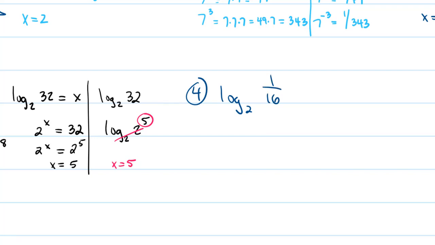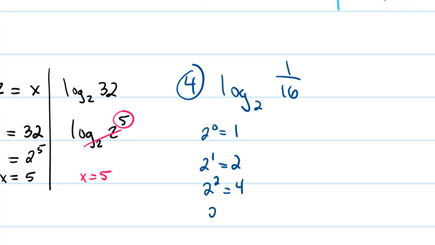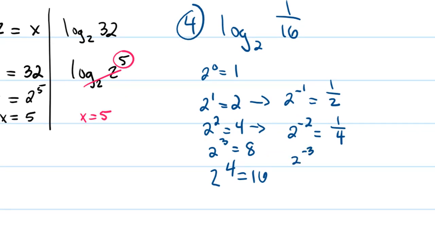From before, we know that 2 to the 0 power was 1, 2 to the first power was 2, 2 squared was 4, 2 to the third power was 8, and 2 to the fourth power is 16. I'm going to stop there because I got the 16. Now let's look at that same pattern as before. 2 to the negative 1 is 1 over 2. 2 to the negative 2 gives me 1 over 4. 2 to the negative 3 gives me 1 over 8. And 2 to the negative 4 gives me 1 over 16.